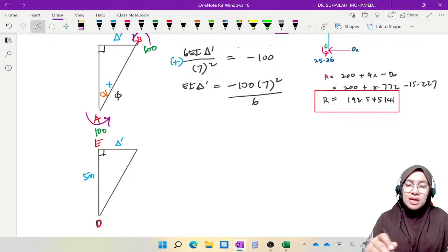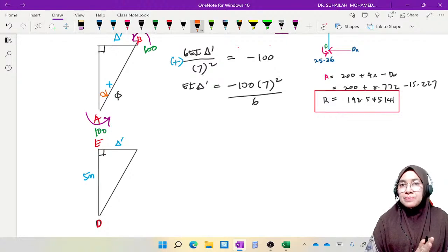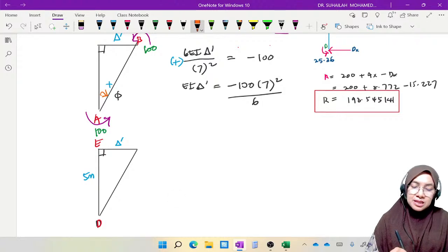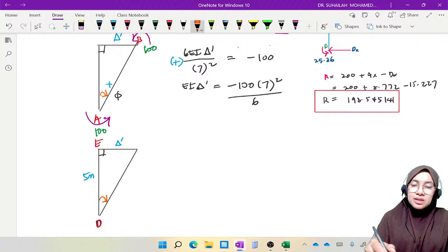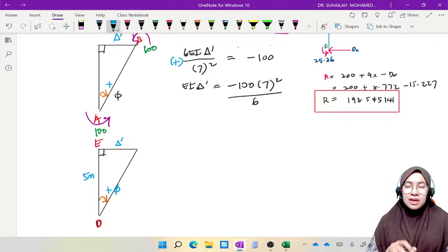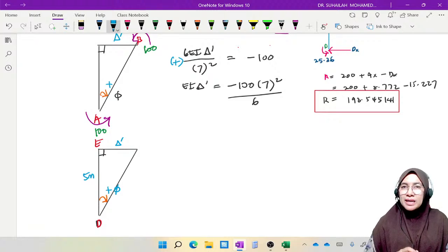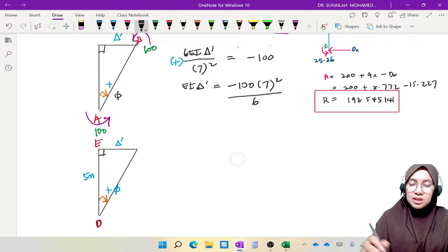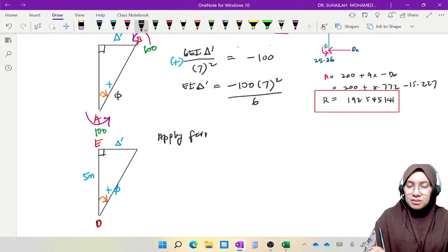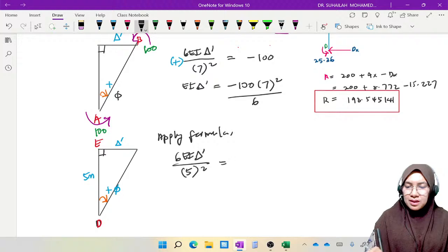So if we measure the angle, it actually rotates clockwise. Clockwise chord rotation means that we will get negative FEM. So how to analyze this? We have to apply the formula 6EI delta prime over 5 squared.